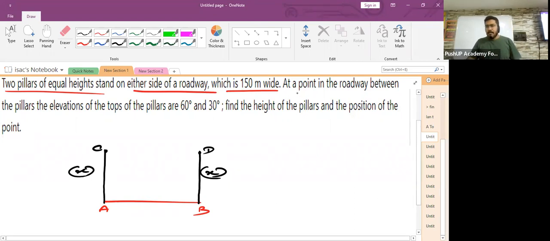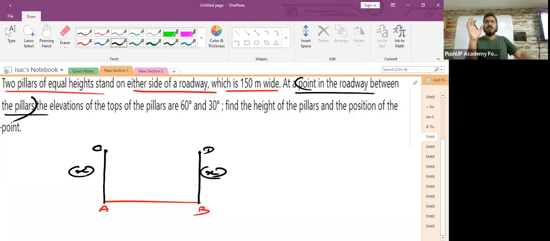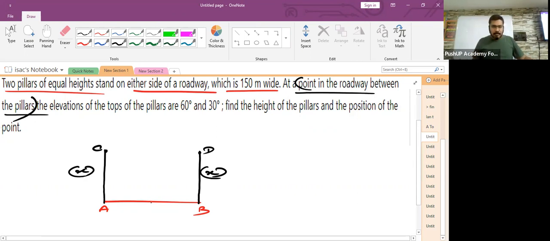Children, at a point in the roadway between the pillars, I'll stop my sentence over here. At a point in the roadway between the pillars. You know what is a common mistake done by students after reading this? They get a feeling that the point that you have to take is exactly in the middle of AB. Okay, children, what is happening here? Let's just continue the sentence and understand what is happening here.